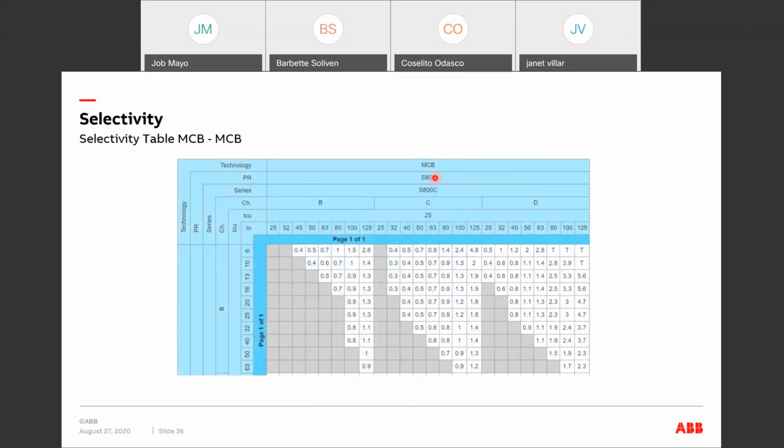MCB to MCB coordination. It's good to understand how to optimize the selectivity between two miniature circuit breakers. As you can see, there may be a problem in total discrimination, but the idea here is that we should understand which to use in order to achieve at least partial discrimination between two miniature circuit breakers.